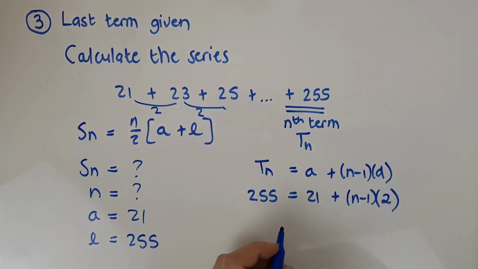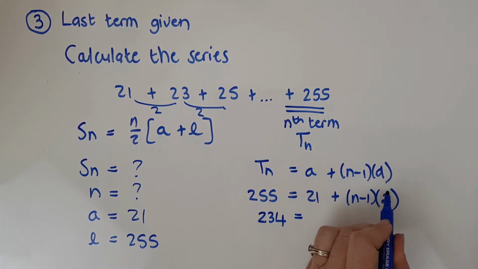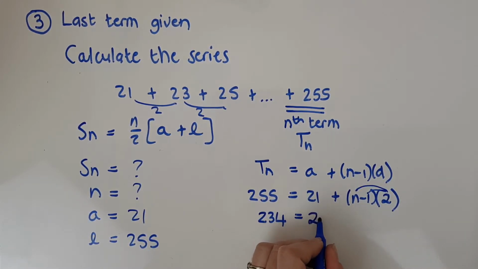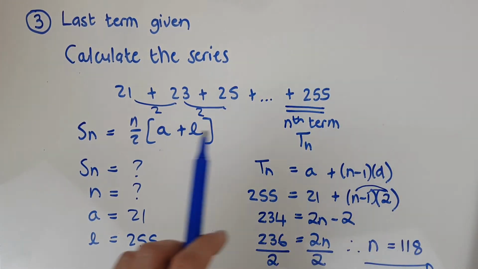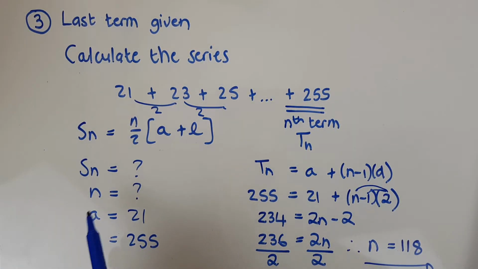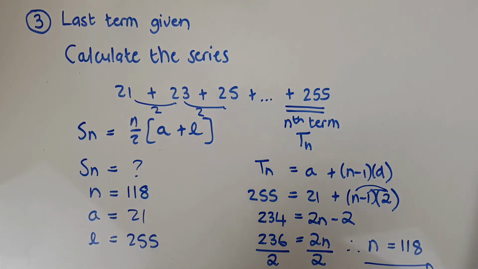Subtracting the 21 on this side, I'm getting to 234. And then I'm going to distribute that in, so I've got 2n minus 2. Going to add the 2 onto that side and get to 236 equals 2n. And now I'll be able to solve for n. So n's 118. Now I can go back to this calculation and I can use it. So n is no longer a question mark. n is now 118.